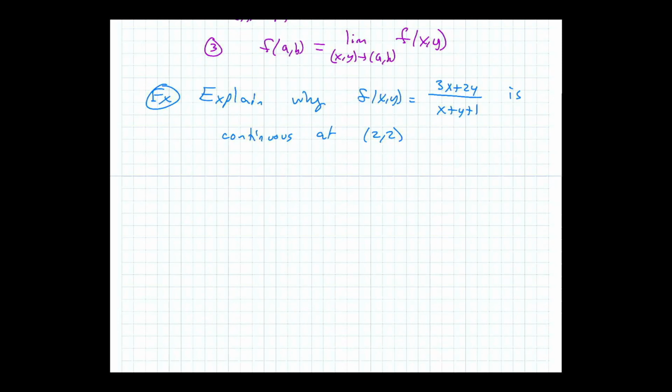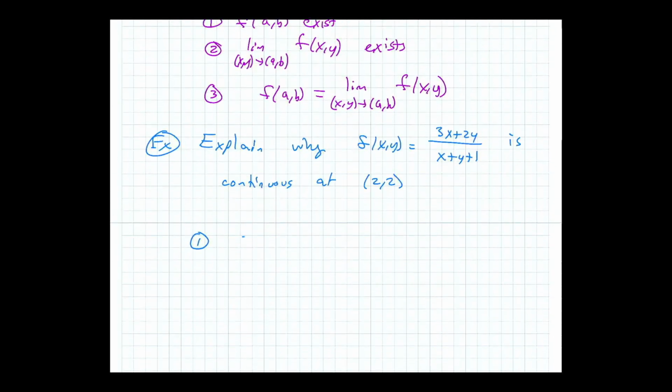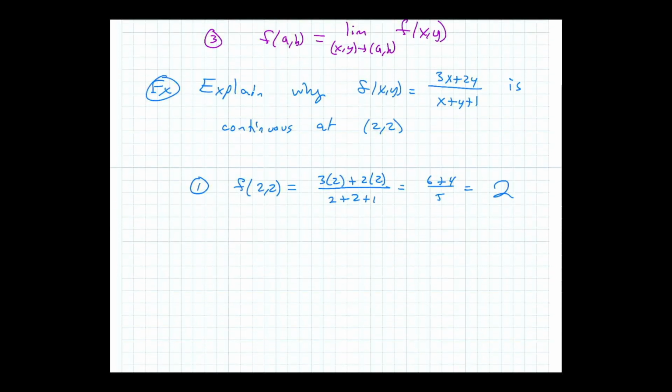All right. So, first of all, if you evaluate this, f(2,2) is going to simply be plugging (2,2) into the function. So, (3 times 2 plus 2 times 2) over (2 plus 2 plus 1). So, you get (6 plus 4) over 5, which is 2 overall. Right, so the function value exists.